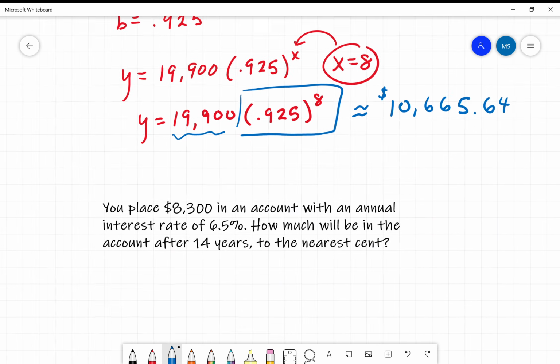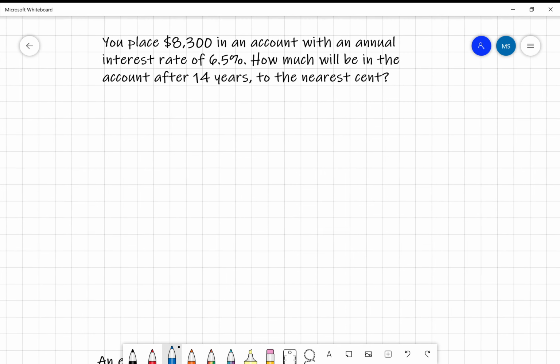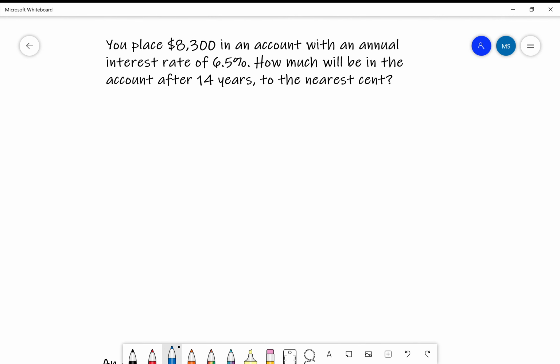All right, we've got 2 more examples to look at. You place $8,300 in an account with an annual interest rate of 6.5%. How much will be in the account after 14 years, to the nearest cent? Of course, again, money, we want to round to 2. Now, annual interest is money you gain, right? So this is an increasing function. So we're looking at growth.